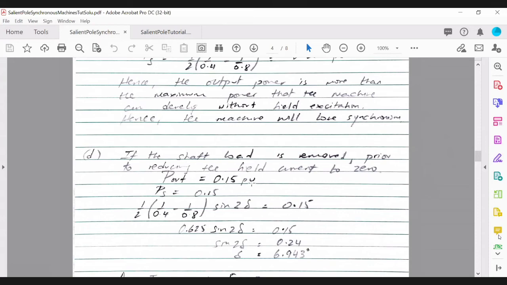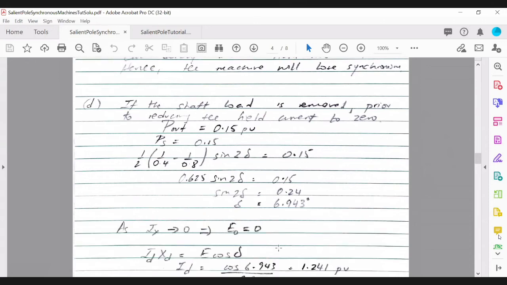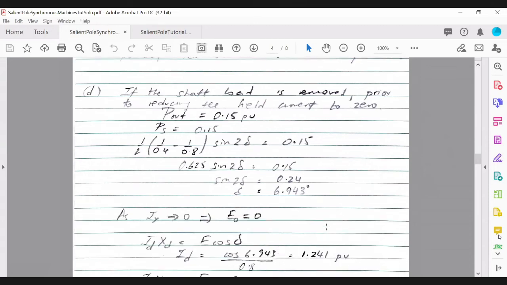Now if the field current is reduced to zero, basically what will happen is only the salient portion of your power will supply this rotational loss, and we can solve for the angle, right? So I've substituted the values in the equation and solved for delta, and as you can see now, the delta is 6.943 degrees.